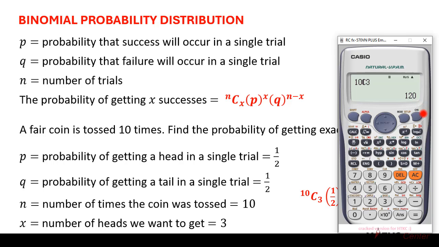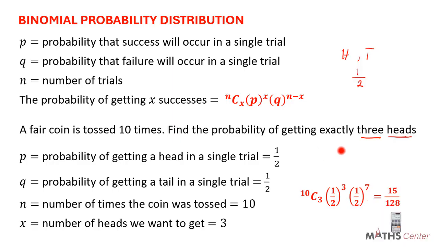So let's say if you want to find 5 combination 4, you press on 5, then you press on shift, then the division sign, and then 4. And that gives us 5 combination 4. Then you press equal to, and that gives us 5. So this is how to use the calculator to find a combination. When you find 10 combination 3 times half exponent 3 times half exponent 7 on your calculator, you are going to have 15 divided by 125.